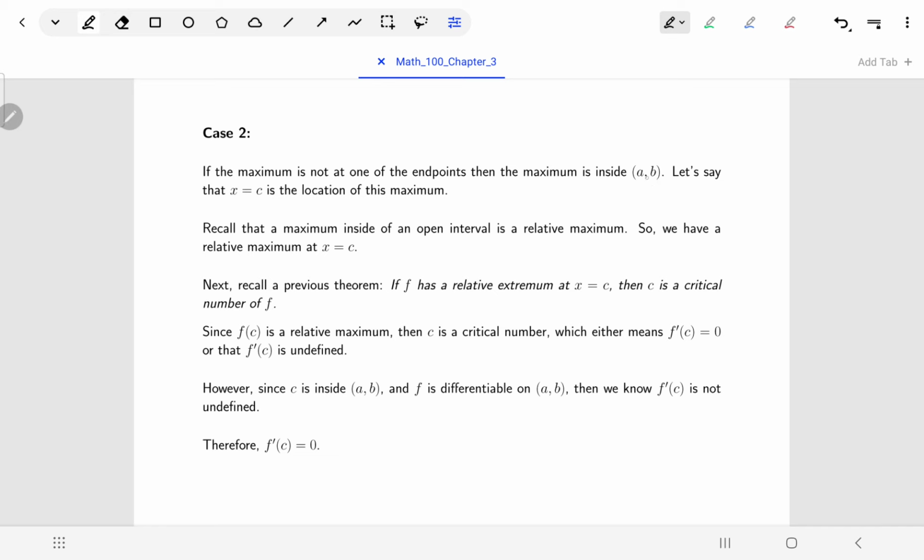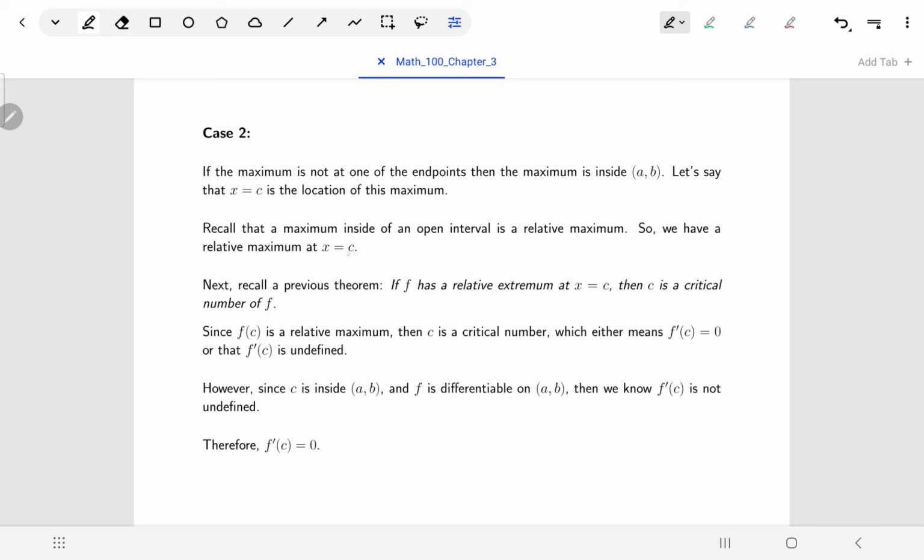Just for convenience, I'm going to say x equals c is where that maximum happens to be. So you've got a maximum somewhere inside of our interval, and it's happening at c. Now, here's where we start to rely on old stuff. If you've got a maximum inside of an open interval, then that is a relative maximum by definition. And what we know is then we've got a relative maximum at c.